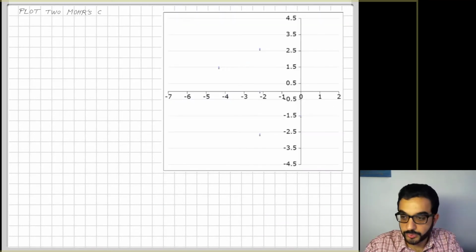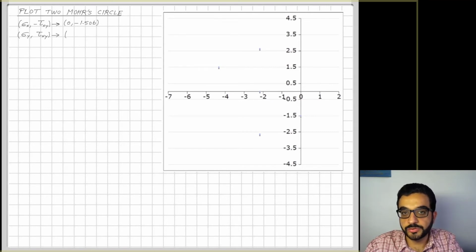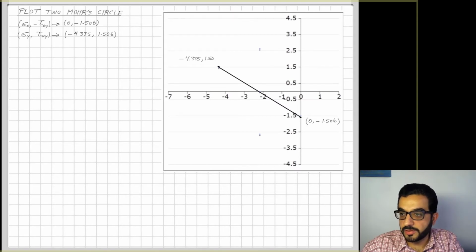Now I need to use Mohr circle to do that transformation of stresses. I will plot two points: sigma x with negative tau xy, and sigma y with tau xy. My tau xy was a positive value on the block, so I'm plotting it as negative. If I do that with the other point that I have, that will be the circle I'm dealing with.